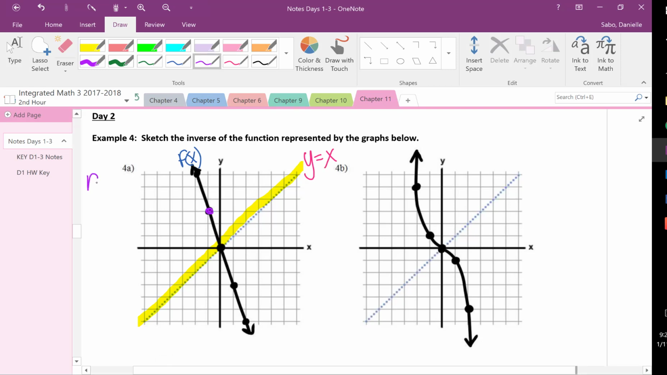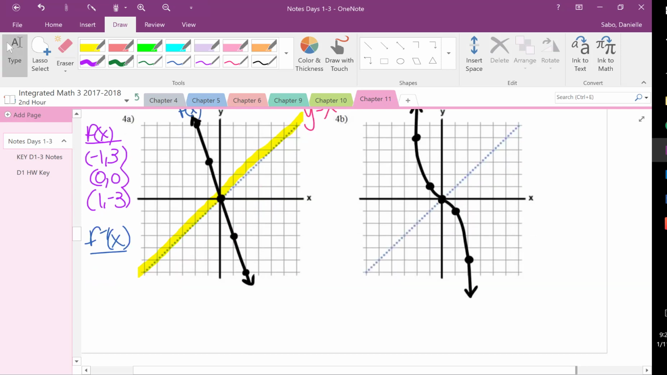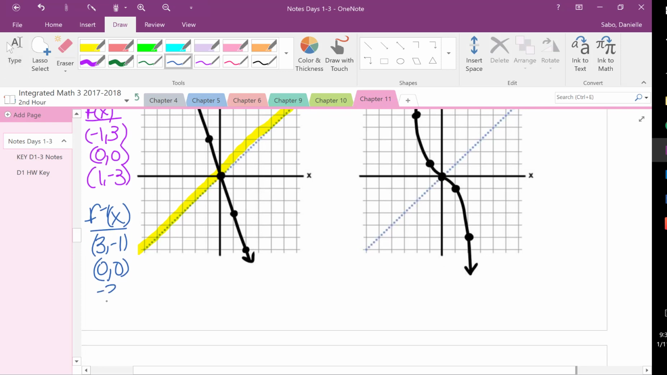Our original function f of x, give me a point. Negative 1, 3. What else? 0, 0. And? 1, negative 3. Beautiful. So what do we do that we learned yesterday if we want to find the inverse of our function with those points that we were given? They interchange. The domain and the range changes here. So I have 3, negative 1. 0, 0 remains the same because it's the same number. And what's my last one? Beautiful. Please plot those 3 points.